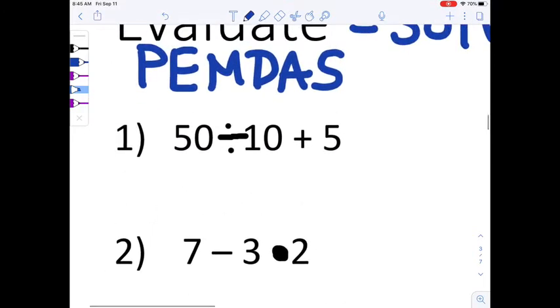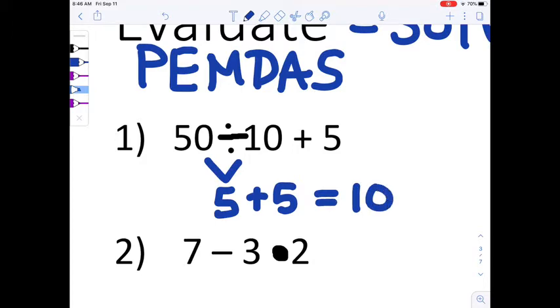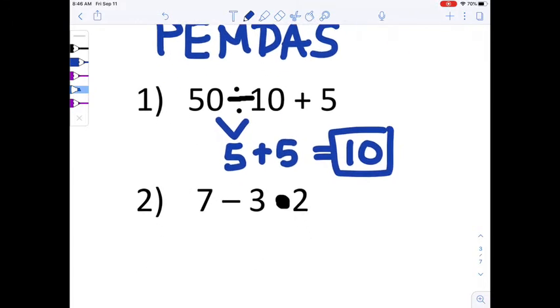So number 1, we have 50 divided by 10 plus 5. There's not parentheses, there's not exponents, there isn't multiplication, but there is division. So I am going to do the division first. 50 divided by 10, which is 5, and then I still have plus 5. Now I only have addition left, so I can solve this. 5 plus 5 is 10. And there's our answer.